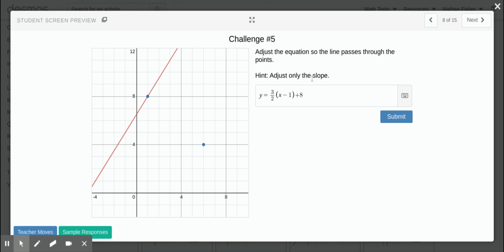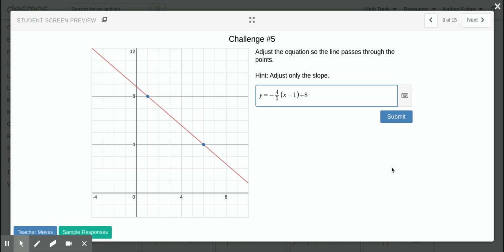Challenge number 5, adjust the equation so the line passes through the points. Hint, adjust only the slope. So it only wants us to change this 3 over 2 then. So from left to right, I count down from this point, down 1, 2, 3, 4, over 1, 2, 3, 4, 5. So I'm going to change that to a negative since I'm going down first. -4 over 5. Now it crosses through each. It already had the rest of the equation set up for us.